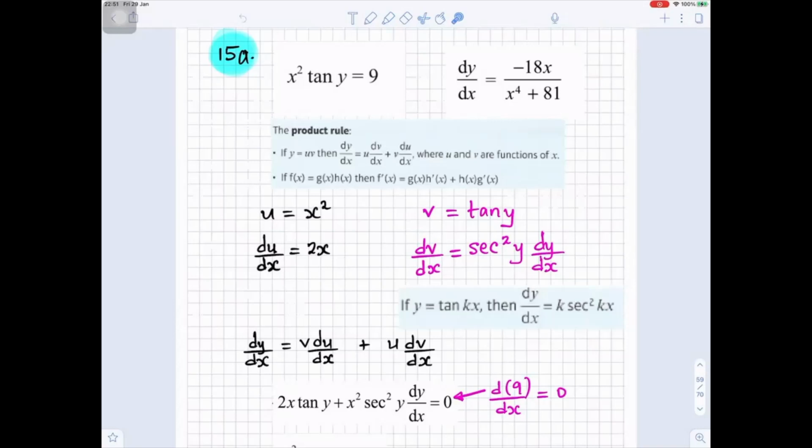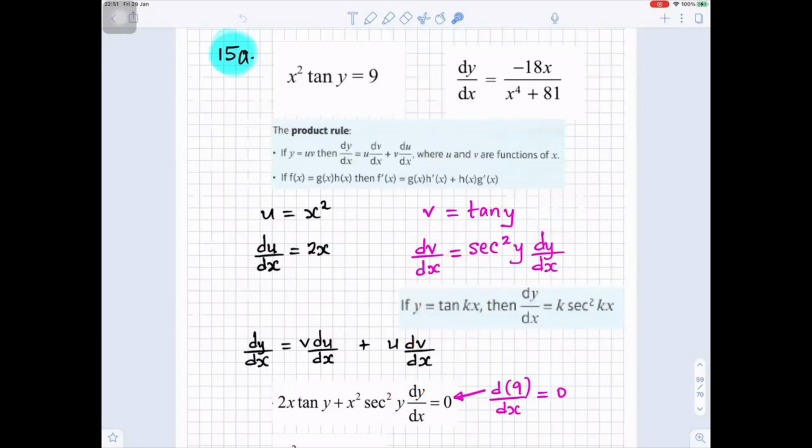Now we want to put it together in the formula for dy over dx. So we want to substitute v is tan y. So substitute v for tan y, and then du over dx, which is 2x, plus u, which is x squared, times dv over dx, which is sec squared y dy over dx. So this is dv over dx, and that is sec squared y dy over dx.